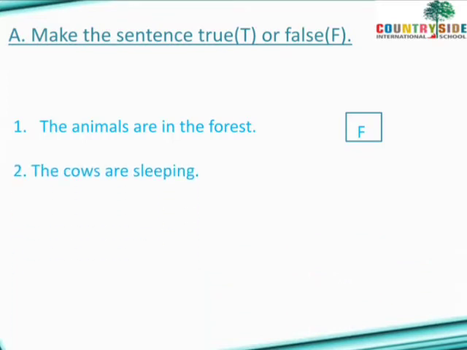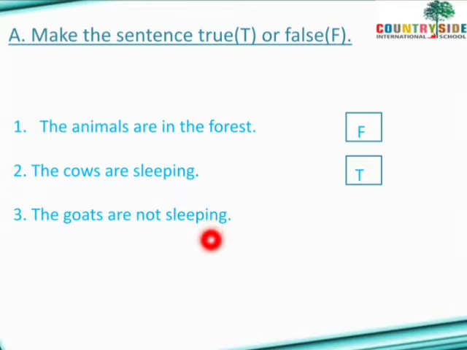Now the second one is, the cows are sleeping. Yes, all the cows and all the animals went to sleep very early. They all are sleeping. So is this statement true or false? True. So we are writing T, that stands for true. Third is, the goats are not sleeping. Is this statement true or false? Goats are not sleeping. No, goats are sleeping. So this statement is wrong. So we are writing F, that is for false.